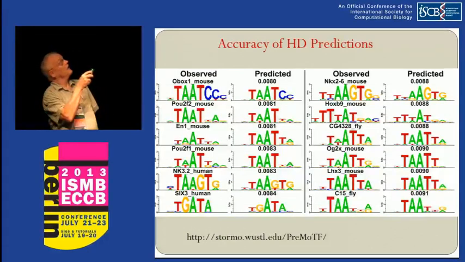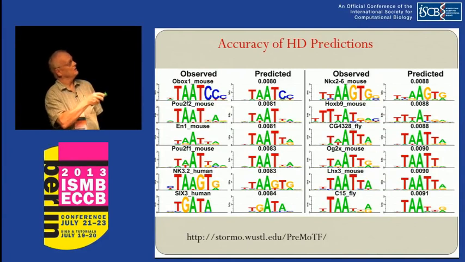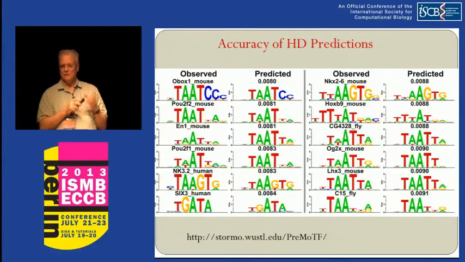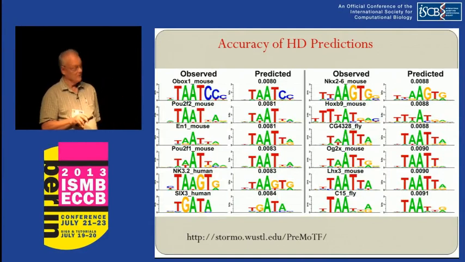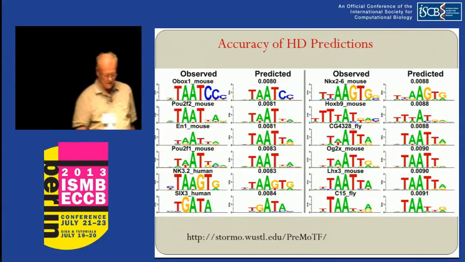What I'm showing you here is the experimentally determined motif and our predicted motif. In every case, we get the consensus sequence right. In some cases, we're pretty good on the quantitation. In other cases, the quantitation's not quite so good. But anyway, this gives you an idea of how well we can predict homeodomain protein specificity if you just give it the protein sequence. And there's a website where you can do that.